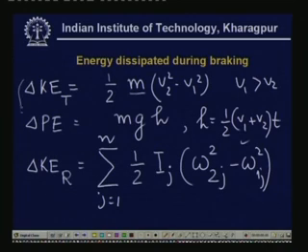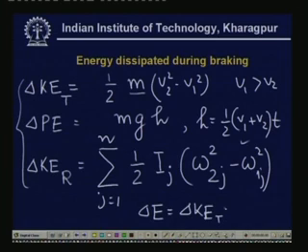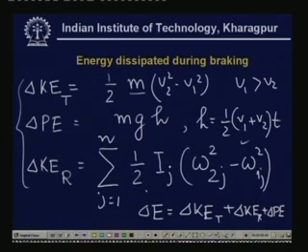So, this is the overall change in the energy, that is, overall change delta E will be delta KE T plus delta KE R plus delta PE. So, this is the overall change in the energy, and this energy has to be dissipated in the form of heat by brakes. So, what will be the braking torque required?